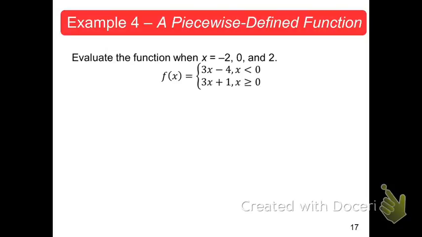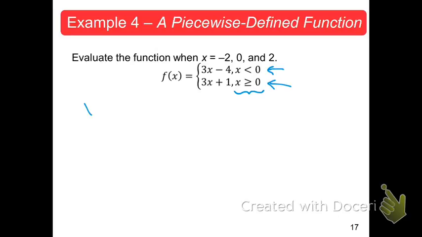Example 4, it says evaluate the function when x equals -2, 0, and 2. This is a piecewise defined function. What it means is you have a piece of one function, this one's showing for when x is less than 0, and you have another function for any time that x is greater than 0. So you're going to have to look at what your x value is. This part here is just a restriction that tells us when to use the equation, and whichever piece this fits in, then we're going to use the equation for that.